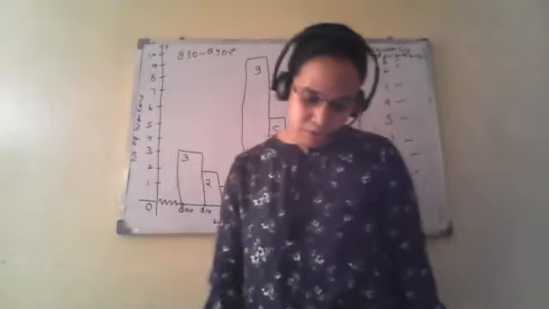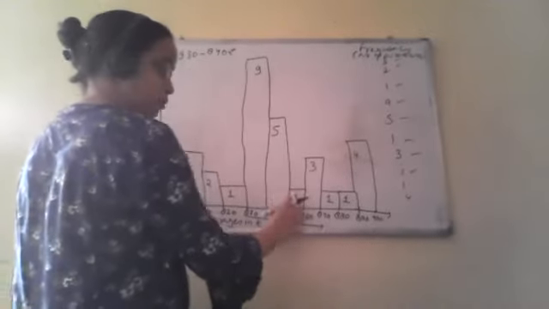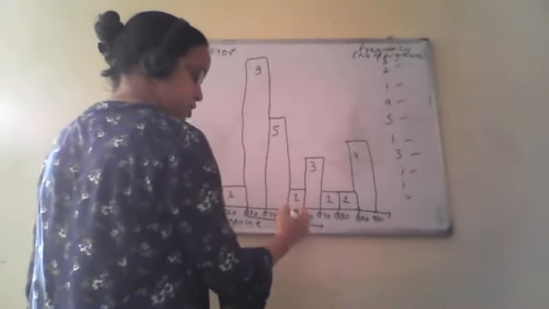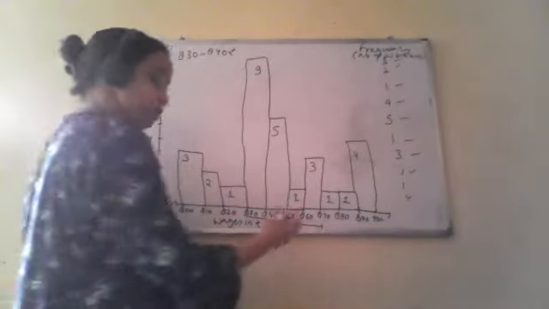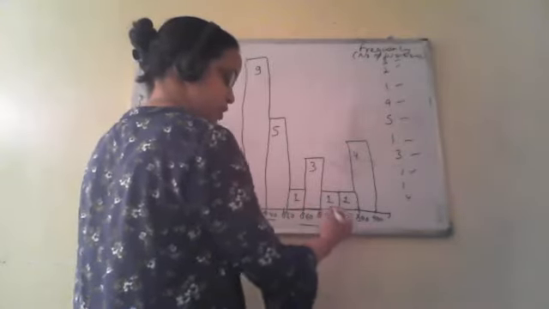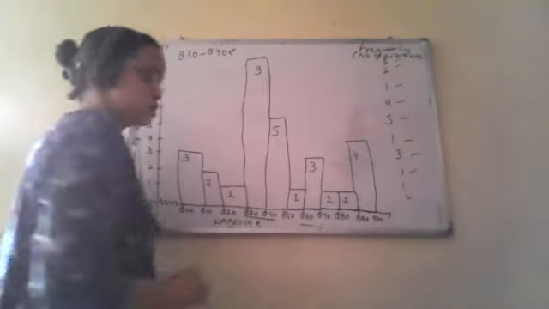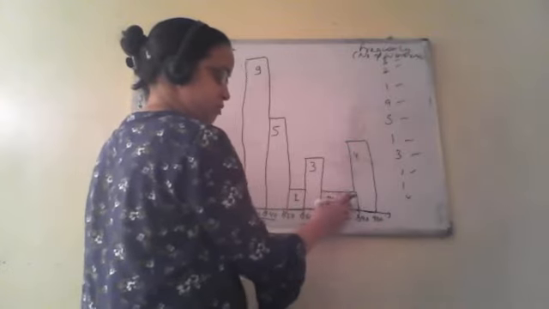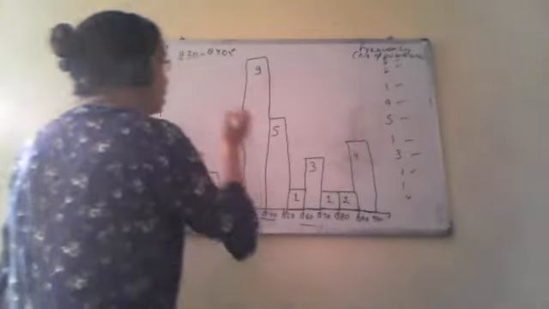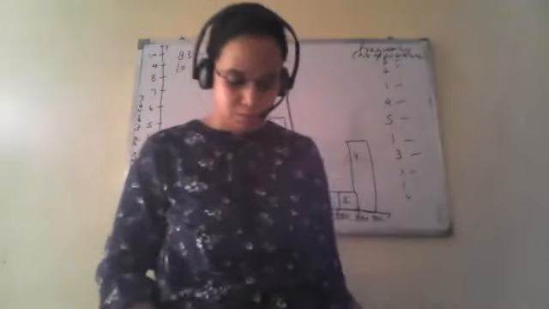Next is how many workers earn 850 and more. So for 850 and more, that is from these classes, 850 to 860, because 850 is also included, then 860 to 870, 870 to 880, 880 to 890, 890 to 900. So how many workers are there? This is 1 plus 3, 4, plus 1, 5, plus 1, 6, 6 plus 4, 10. So there are 10 workers who are earning 850 rupees and more.